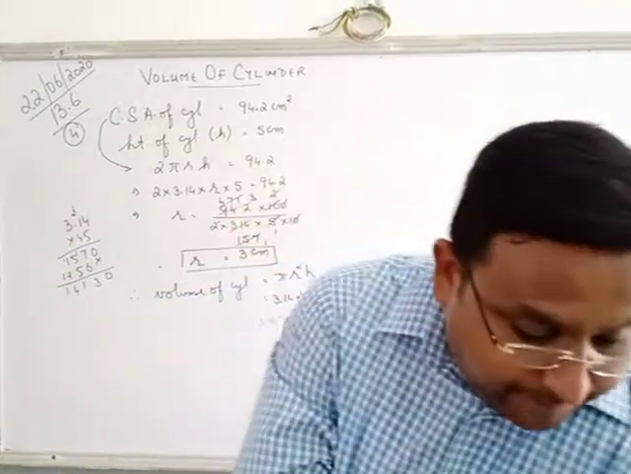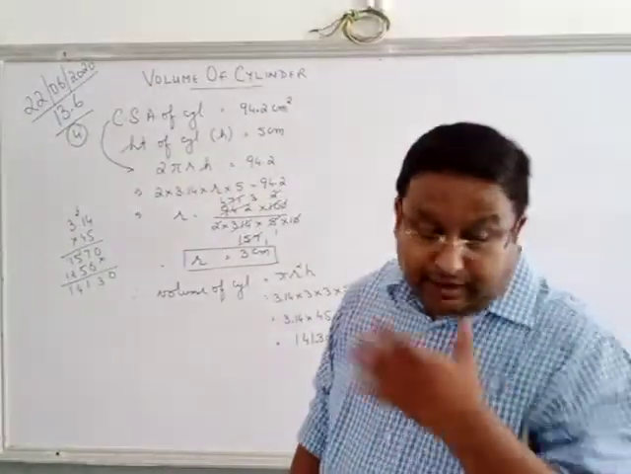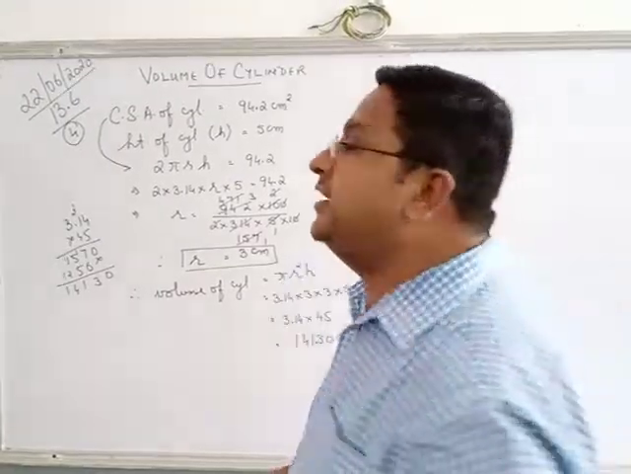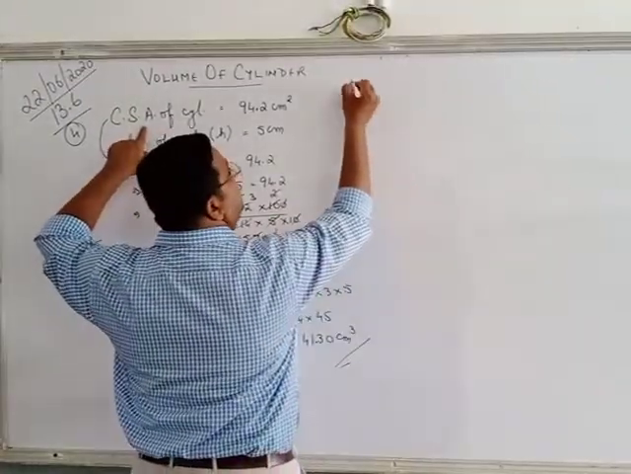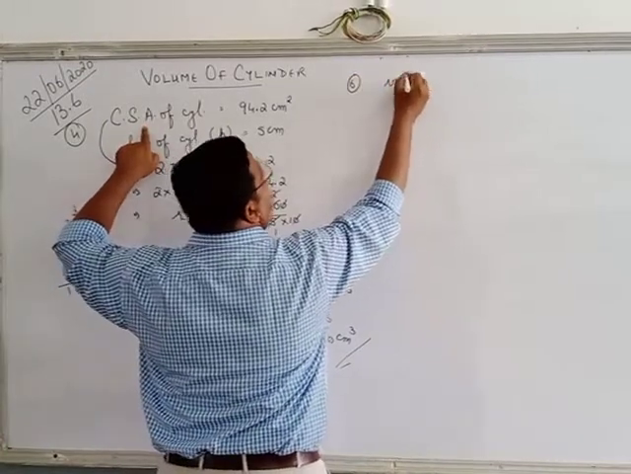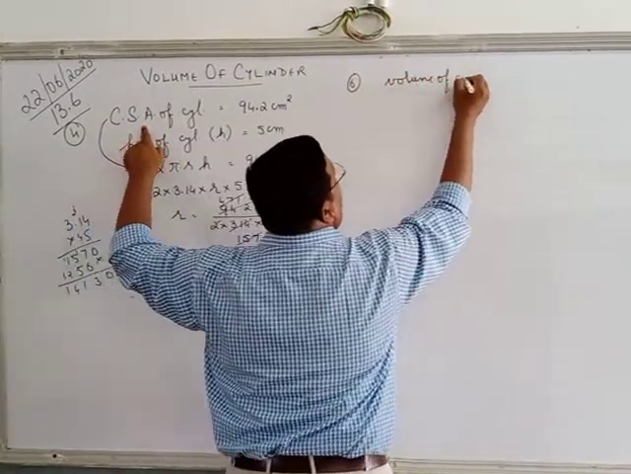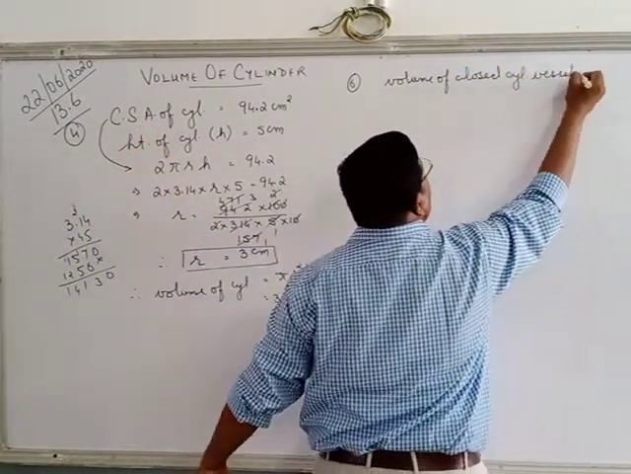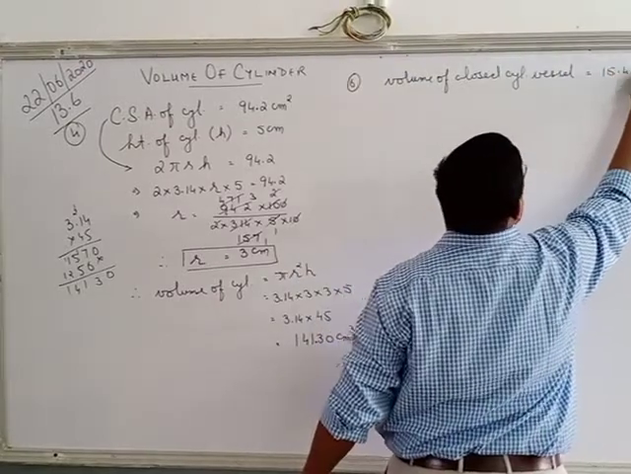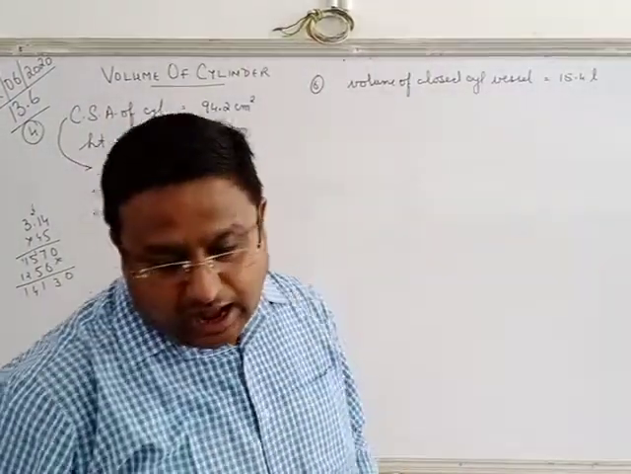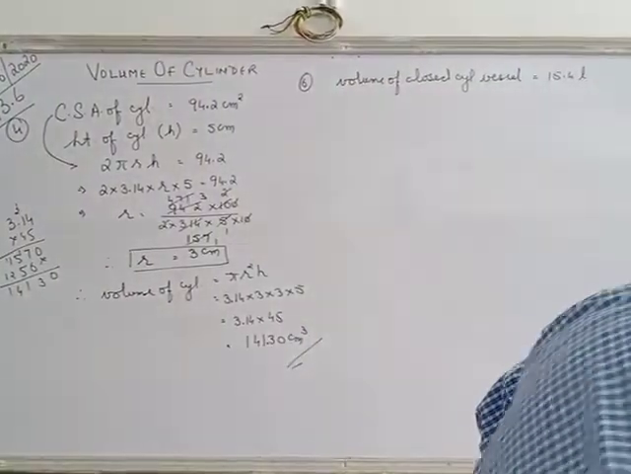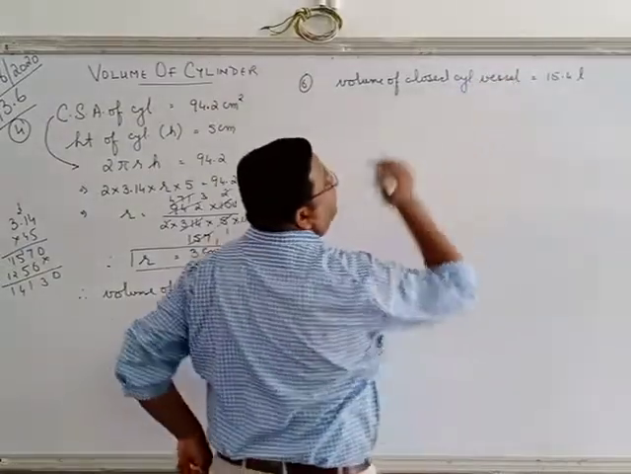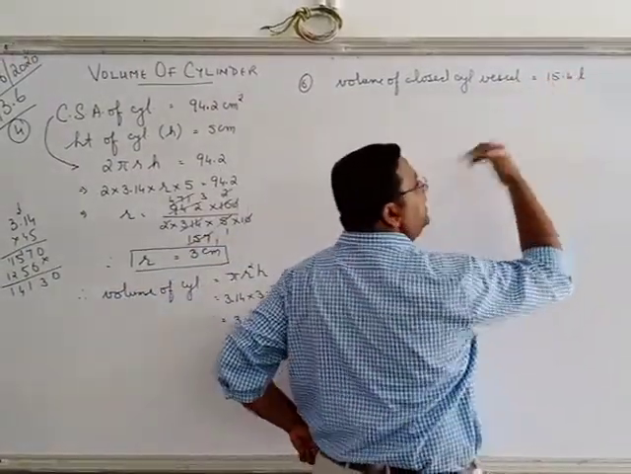Take a look at question number 6. Same. The capacity of a closed cylindrical vessel of height 1 meter is 15.4. Instead of curved surface area, capacity is given to us, that is the volume of the closed cylindrical vessel is 15.4 liters. Now, the capacity is given to us in liters and the height is in meter. Let us convert this here itself.